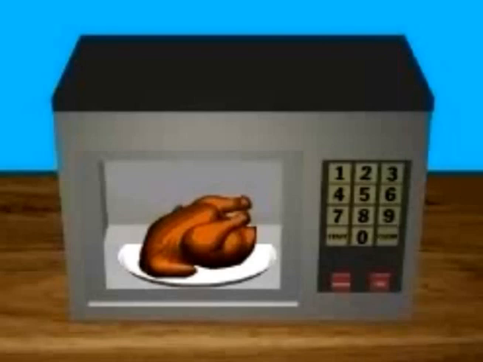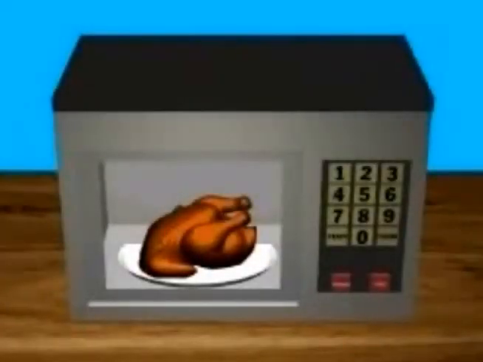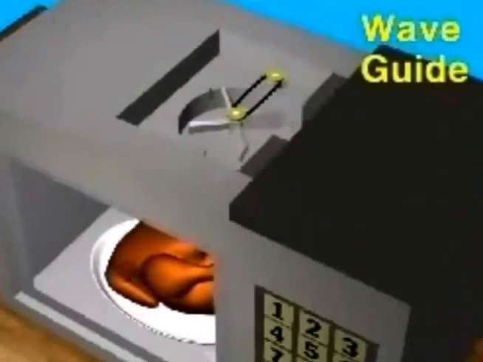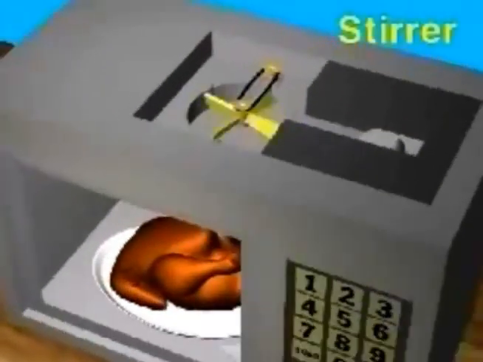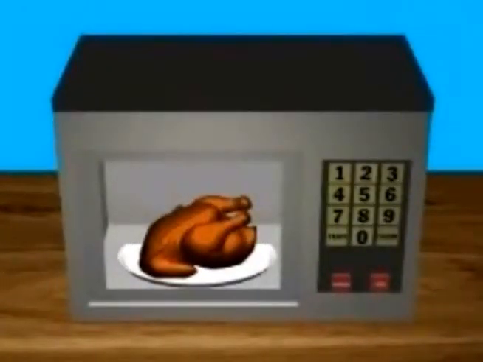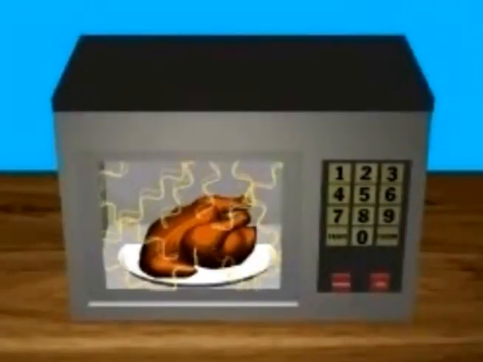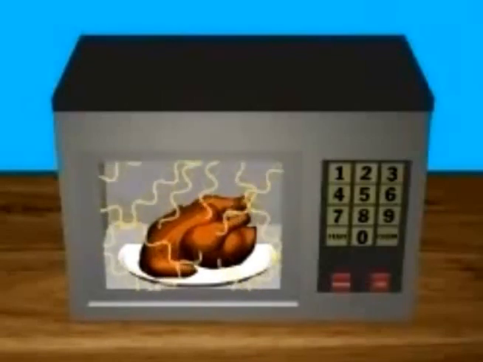Microwaves and cooking. A microwave oven has an electronic vacuum tube called a magnetron, which produces short waves of microwaves. In most such ovens, these waves travel through a waveguide, a rectangular metal tube, to a stirrer, a fan-like device that scatters the waves around the metal interior of the oven. The waves bounce from wall to wall until they enter the food.